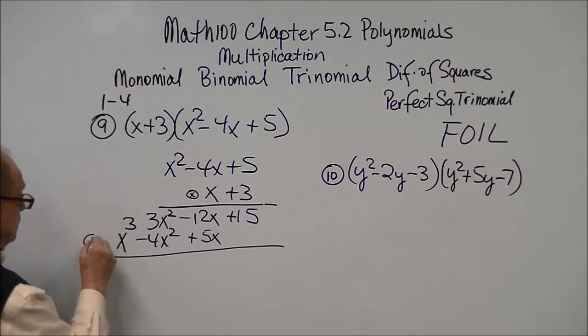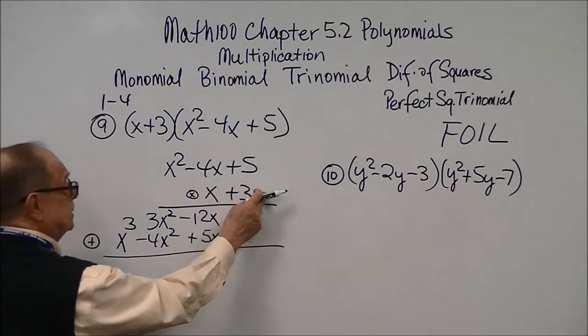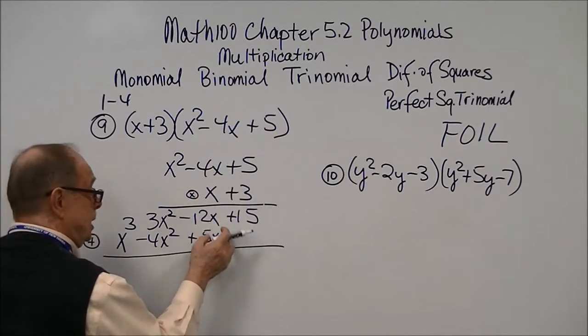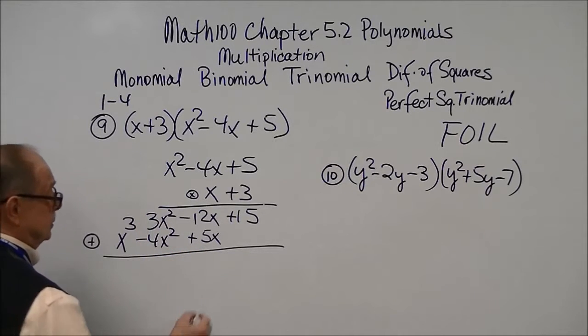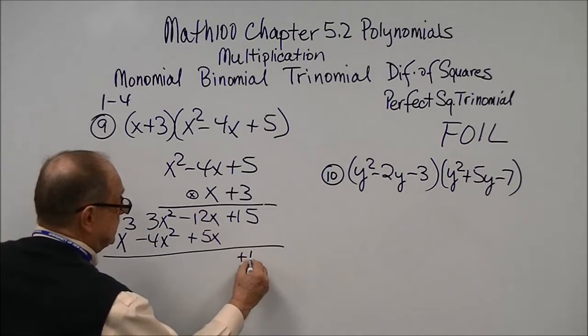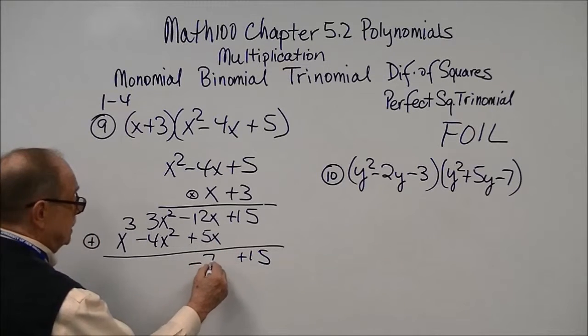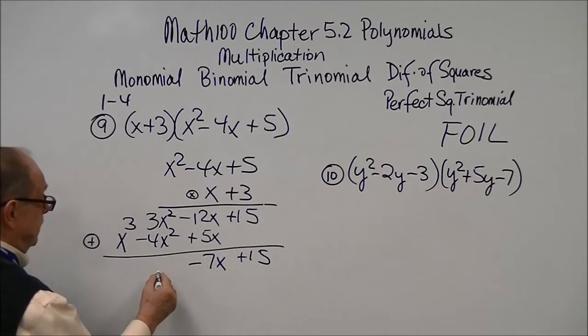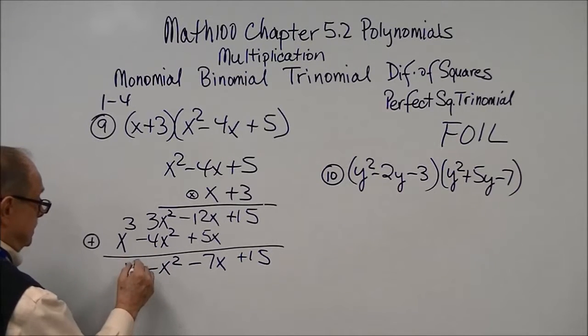Now we're going to add up these like terms. Notice as we multiply, the variables changed, but now as we add, the variables don't change. So this is plus 15. Here we're going to get a negative 7x. Here we're going to get just a negative x squared, and then x to the third.